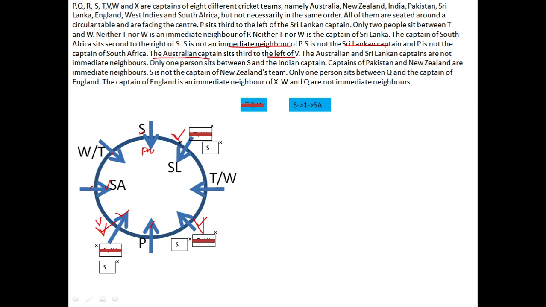And if V is coming here, then left of V, 1, 2, 3, now here Australia should come. We don't know where V comes. So the V position can be here or it can be here. So for the time being, just leave this information, because it may become a little hurdle. So now let's go to the next statement.